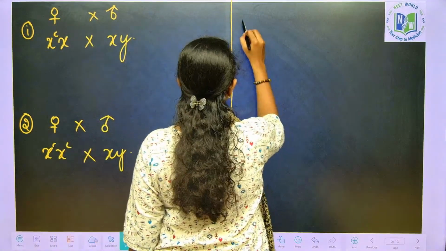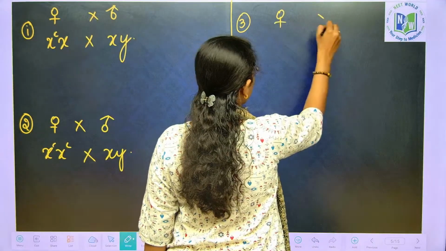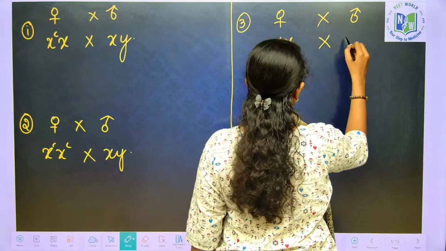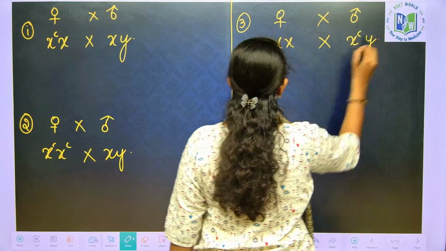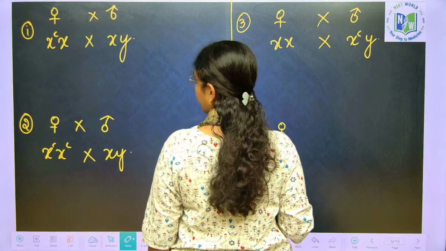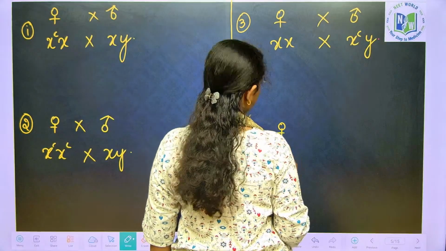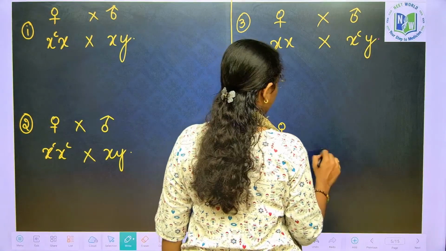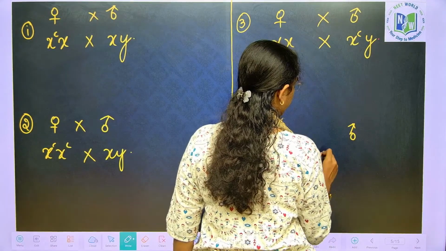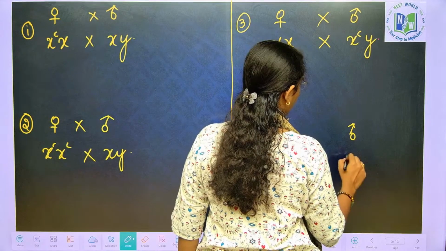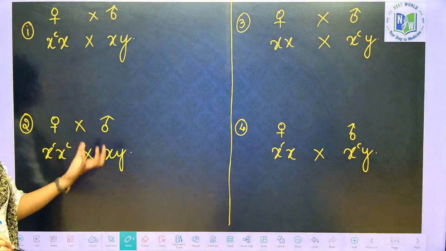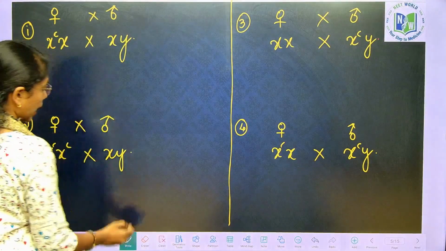In the third case, let us suppose the female is normal and the male is color blind. In the fourth case, the female is a carrier and the male is color blind. Right? So now we will be able to see all four types of applications, and here you observe carefully.